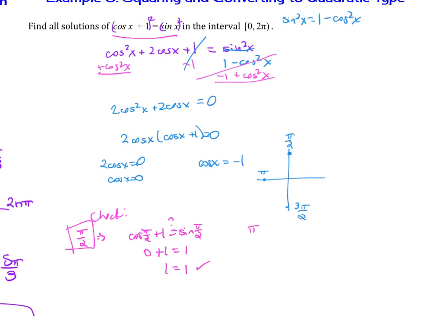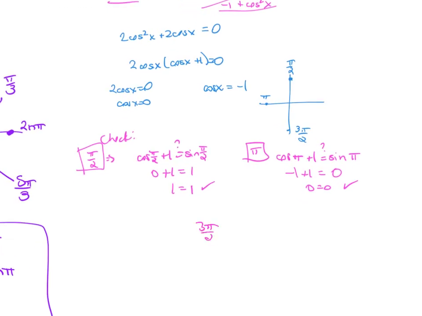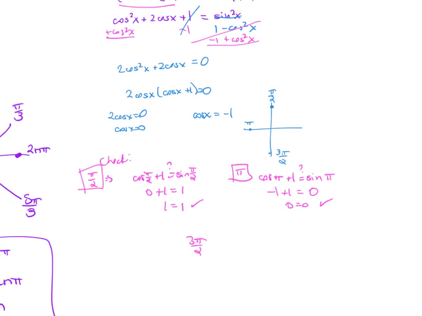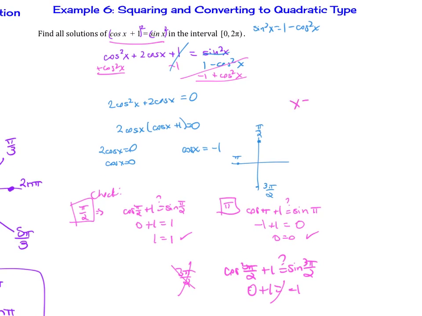Then let's check pi. Cosine of pi plus 1, does that equal sine of pi? Cosine of pi is -1 plus 1, and sine of pi is 0, so 0 does equal 0, so pi is good. Let's try 3 pi over 2. Cosine of 3 pi over 2 plus 1, does that equal sine of 3 pi over 2? Cosine of 3 pi over 2 is 0 plus 1, and sine of 3 pi over 2 is -1, so this does not equal. 3 pi over 2 is not a solution. So my only answers are x equals pi over 2 and x equals pi.